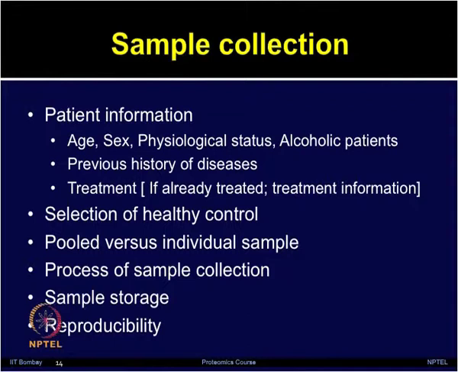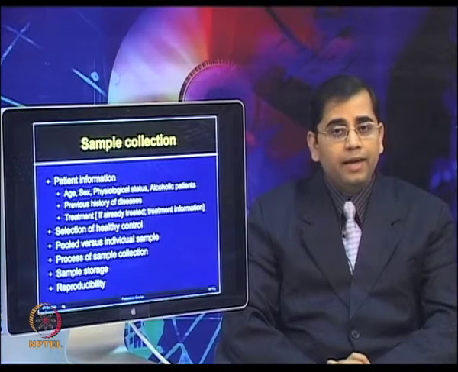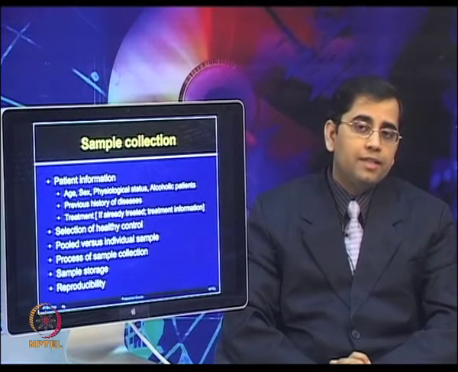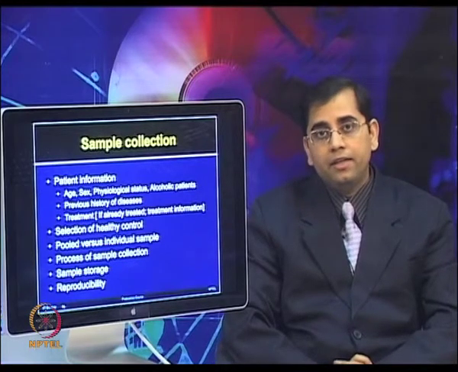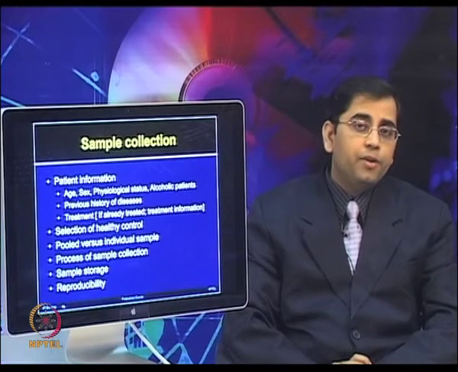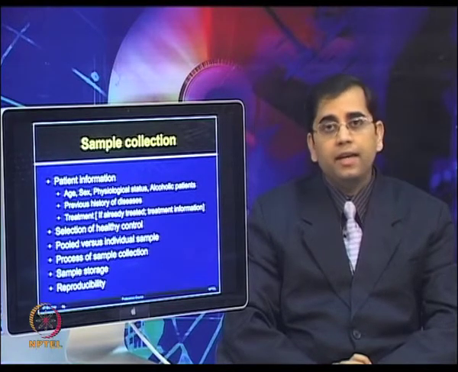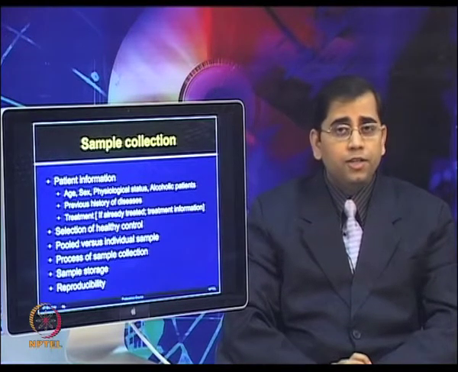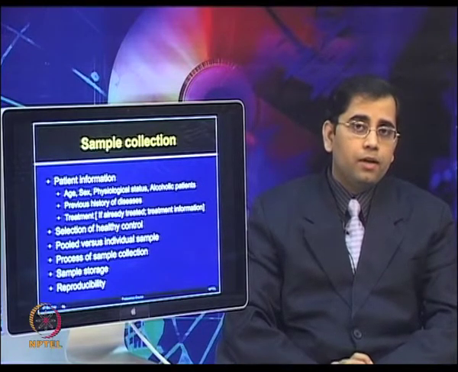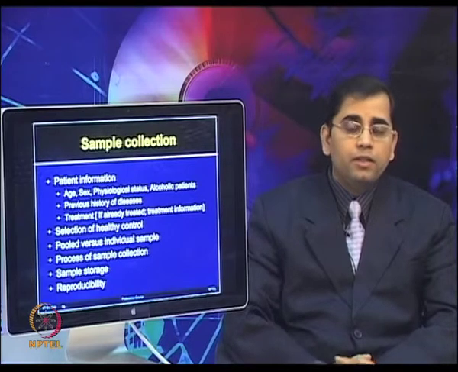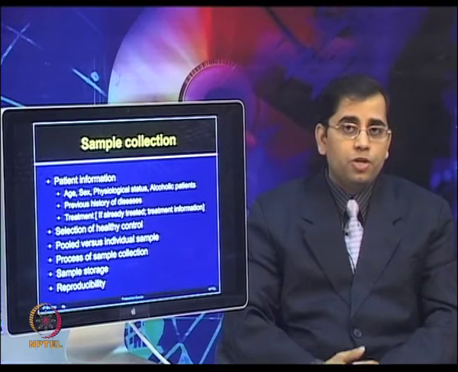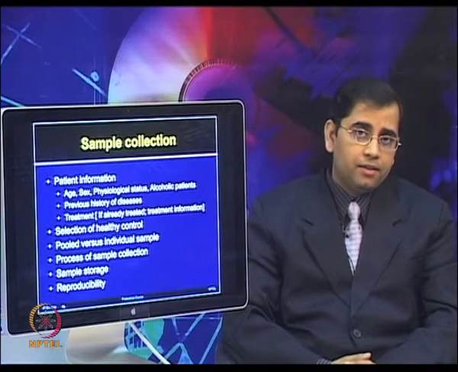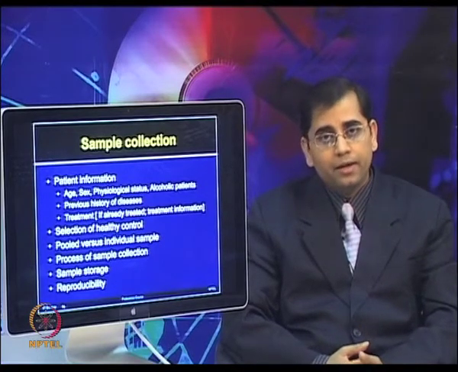So, various types of information for such patients are tabulated, and then these patient samples can be compared for the proteomic analysis. In addition to the age, the gender, physiological status, whether patients have any alcoholic background, any previous history of diseases, or they have taken any treatment earlier. In addition to all this, various types of clinical tests which are performed are all tabulated, which eventually helps in analyzing the data when you want to compare the proteomic response for various patients.